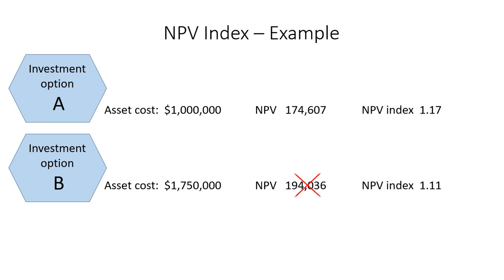When we compare the two indexes, we can see that option A has the higher index, so option A is the better option for Bayside.